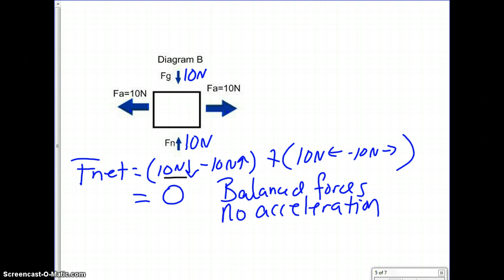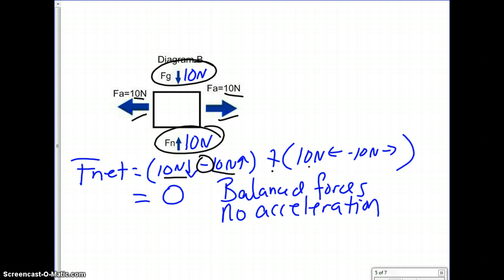Right here is where we made sure that we combined our F of G and F of N. They are oppositional forces, so we need to subtract. Then we're going to combine all the other forces going on. In the last screen, I told you to pick your largest force. Well, we've got equal forces here, so it doesn't matter. You're going to take 10 newtons in this direction, minus 10 newtons in this direction.